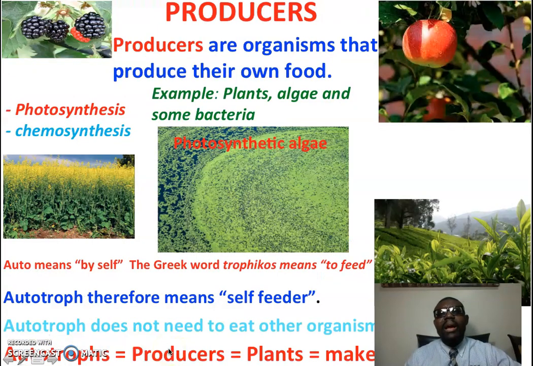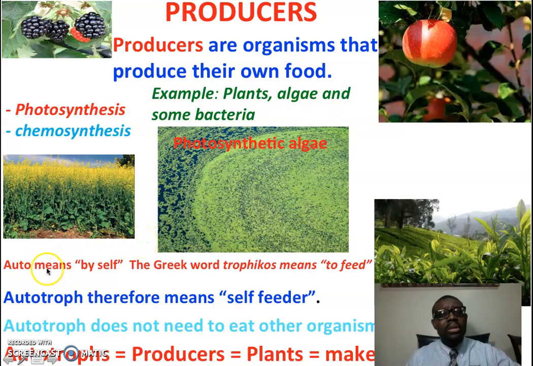Now we are looking at the levels, starting with producers. When we talk about producers, we are talking about organisms that produce their own food. They can produce their own food through the process of photosynthesis or chemosynthesis. Examples of producers include plants, algae, and some bacteria, such as cyanobacteria.